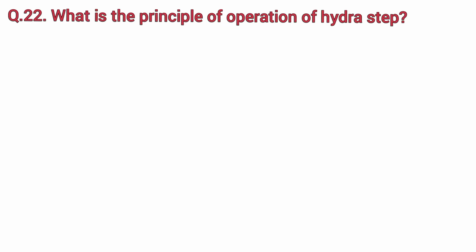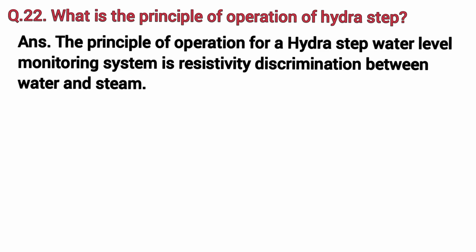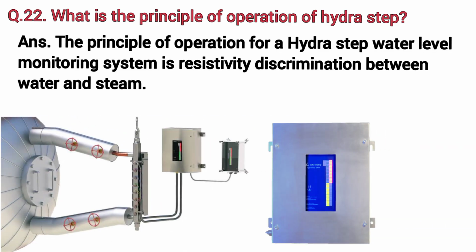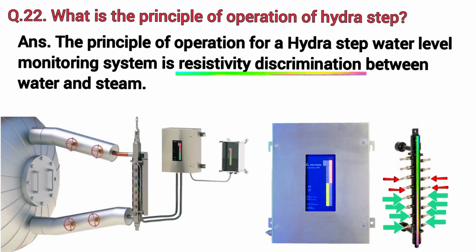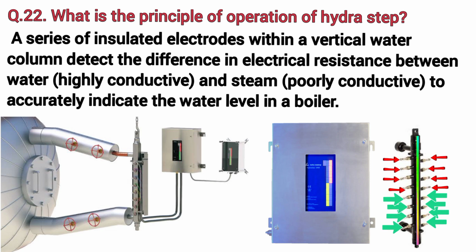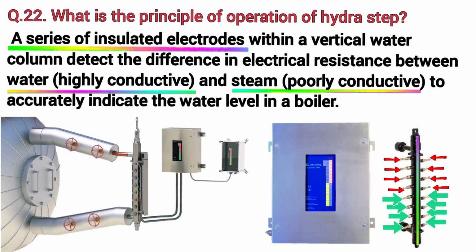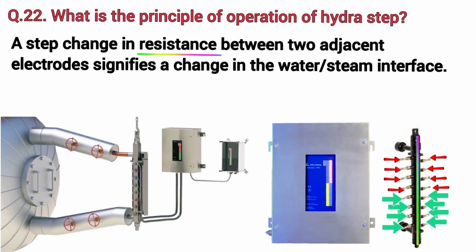What is the principle of operation of Hydrastep? The principle of operation for a Hydrastep water level monitoring system is resistivity discrimination between water and steam. A series of insulated electrodes within a vertical water column detect the difference in electrical resistance between water, highly conductive, and steam, poorly conductive, to accurately indicate the water level in a boiler. A step change in resistance between two adjacent electrodes signifies a change in the water-steam interface.